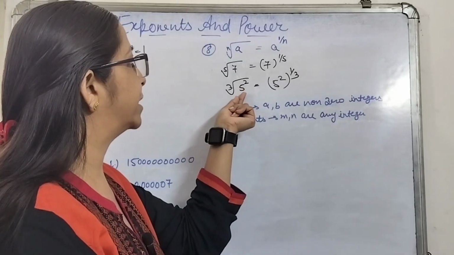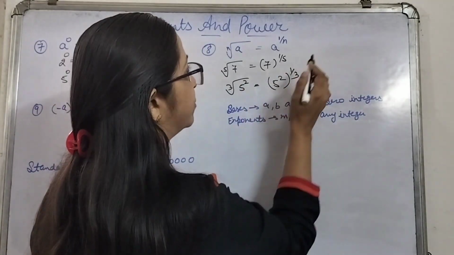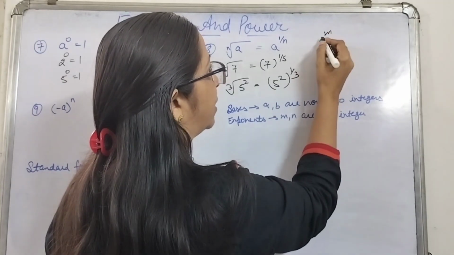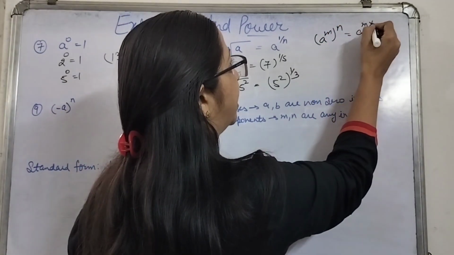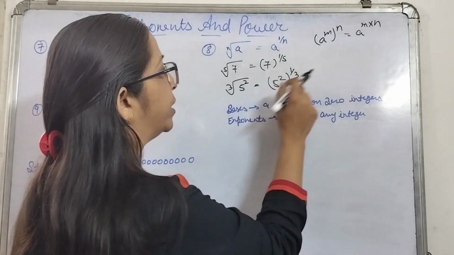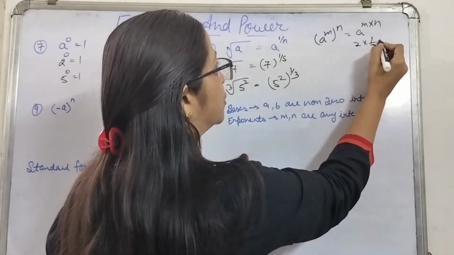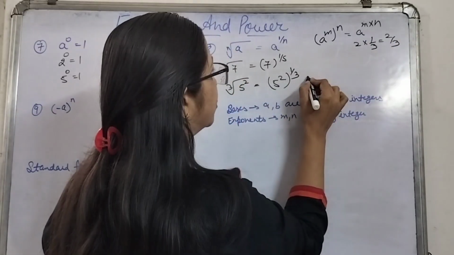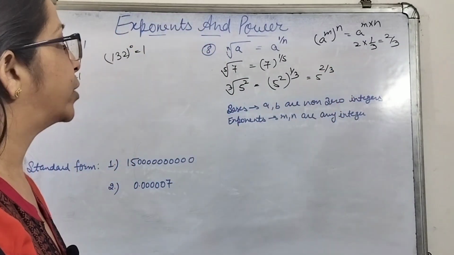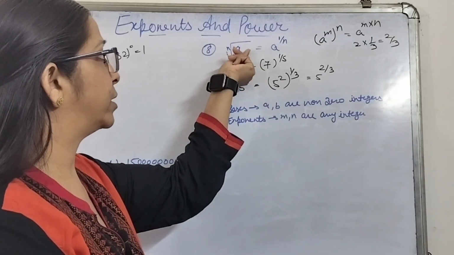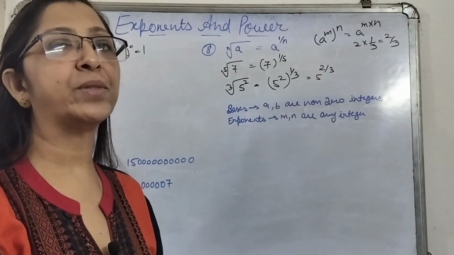Already in the radical sign there was 5 raised to the power 2. So it will be written as, what we just learned, a raised to the power m whole raised to the power n means a raised to the power m multiplied by n. So over here 2 will be multiplied by 1 upon 3. So it will be 2 upon 3. So this could be written as 5 raised to the power 2 upon 3. So if there is the nth root of any number, then it will be written as a raised to the power 1 upon n.